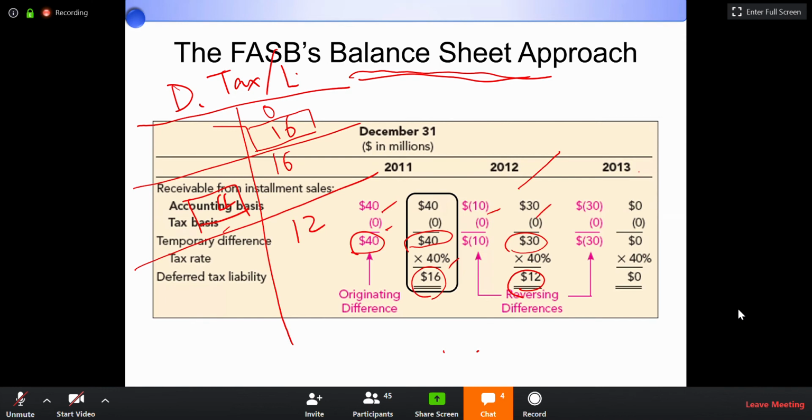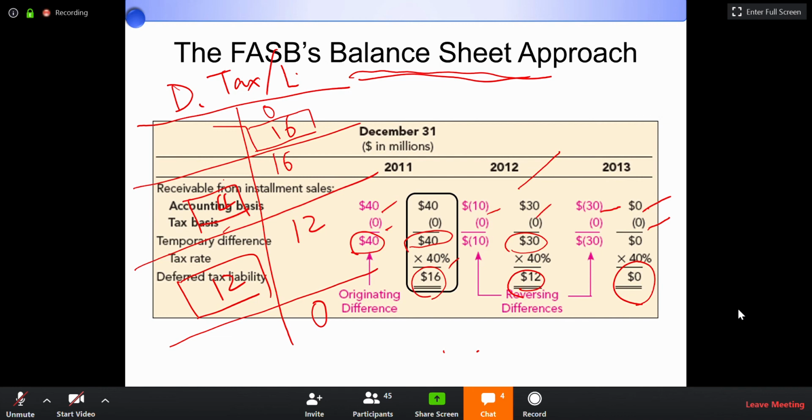How about 2013? In 2013, because you collect 30 million, now the balance is 0 for both accounting and tax. So now you have a 0 balance in the deferred tax liability. How to make it become 0? You should debit 12 to this account. So in 2013, you debit 12 to deferred tax liability. You credit income tax payable, based on the taxable income, and then you debit the income tax expense for the balance.